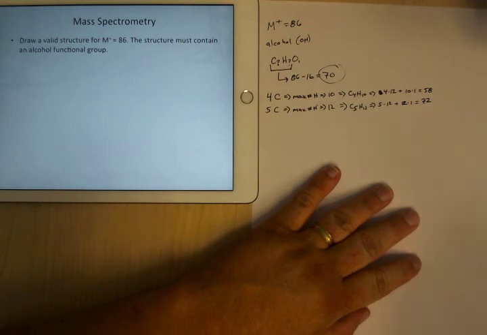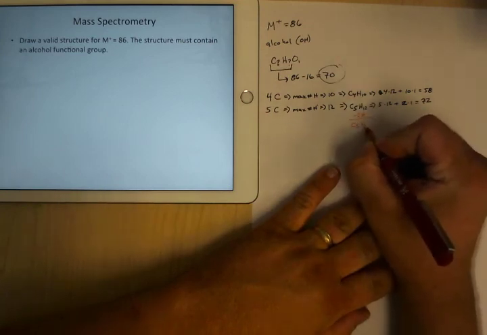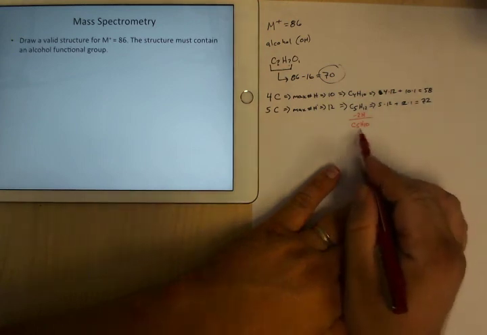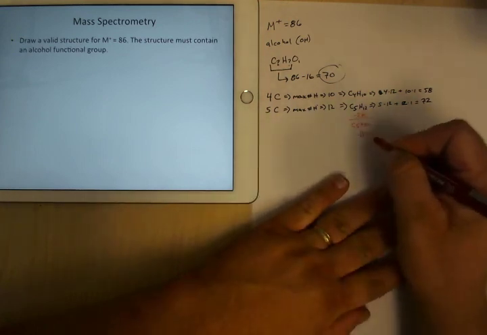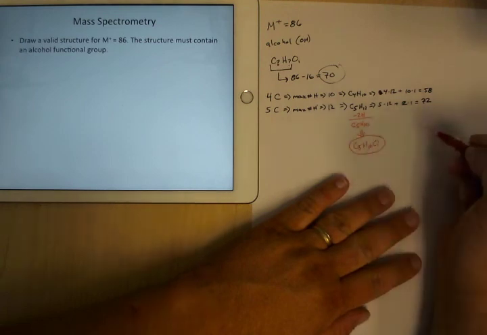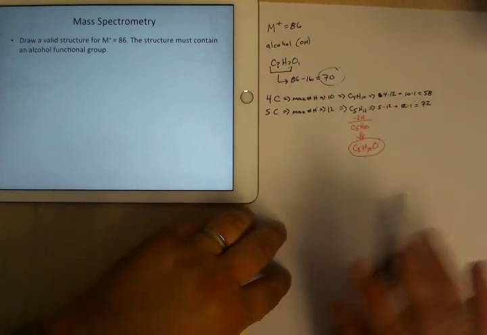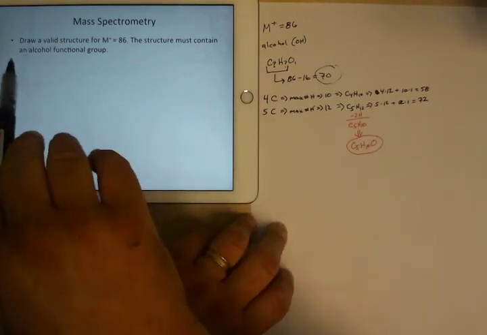So the easiest thing to do would be to just subtract 2 hydrogens, so C5H10. But that's not the formula. The formula is going to be C5H10O. That's going to be the formula. But again, that's not what I asked you. I asked you for a valid structure, right?